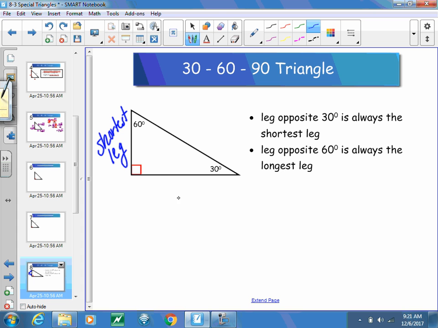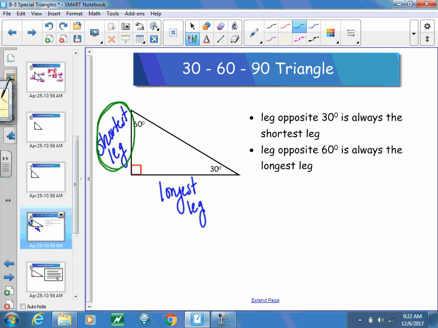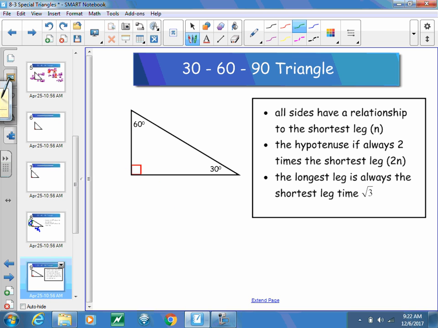And then your longest leg is going to be opposite of your 60 degrees. So those two things we need to understand. The reason why we need to understand that is because everything is going to revolve around your shortest leg. So as far as the rules that go with the 30, 60, 90 triangle, everything goes with your shortest leg.